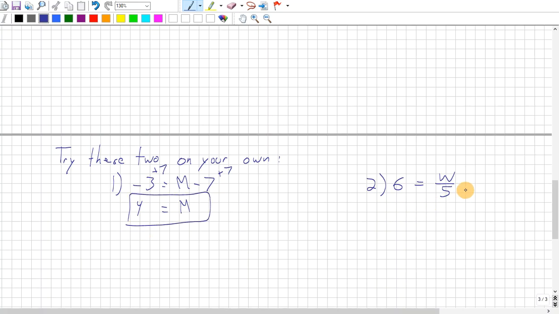Number 2 here, this is w divided by 5. Find the variable first in the equation, and then figure out what number is being added, subtracted, multiplied, or divided. In this case, it's being divided by 5. So I'm going to have to do the opposite operation, which is multiplication. And whatever I do to one side, I have to do to the other. So on the left-hand side, I get 30, and that's equal to w.